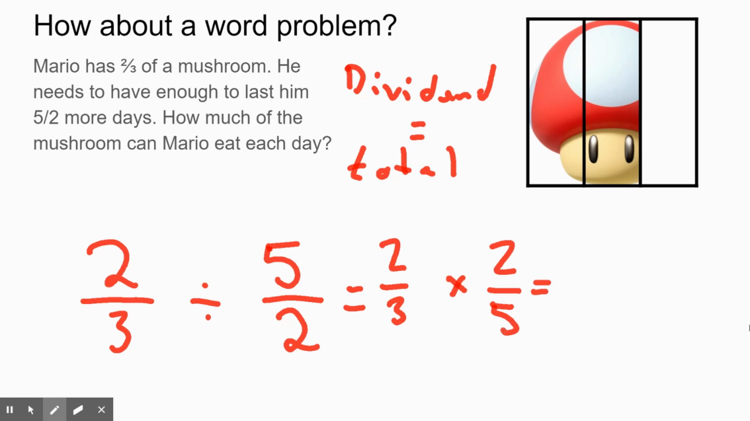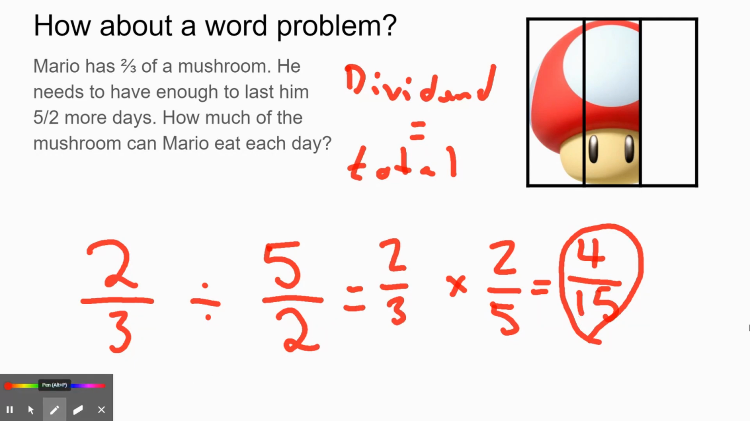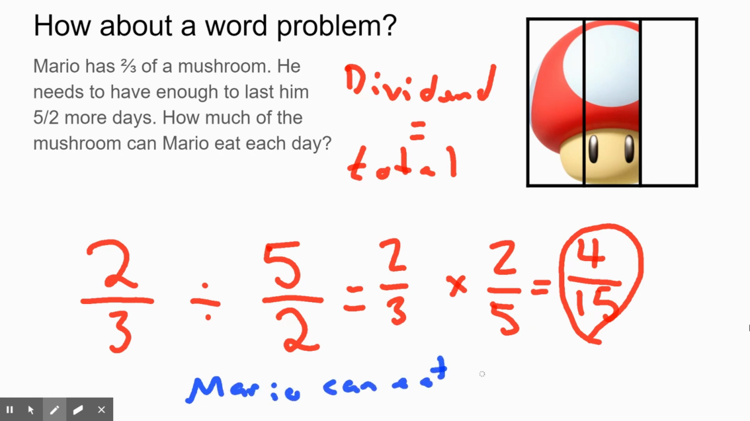From here, it's just the same as multiplying fractions. So 2 times 2 is 4, over 3 times 5 is 15. Now, we can't simplify that any more than we already have. 4/15 is simplified. However, since this is a word problem, we're going to have to do one last thing. We'll have to write a sentence saying something along the lines of Mario can eat 4/15 of his mushroom each day.